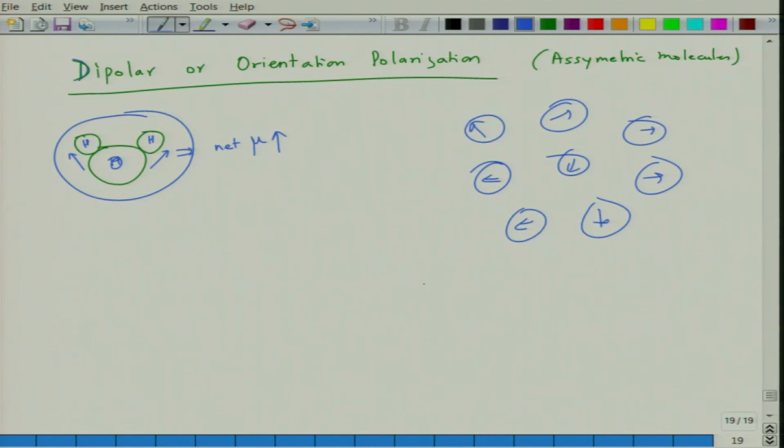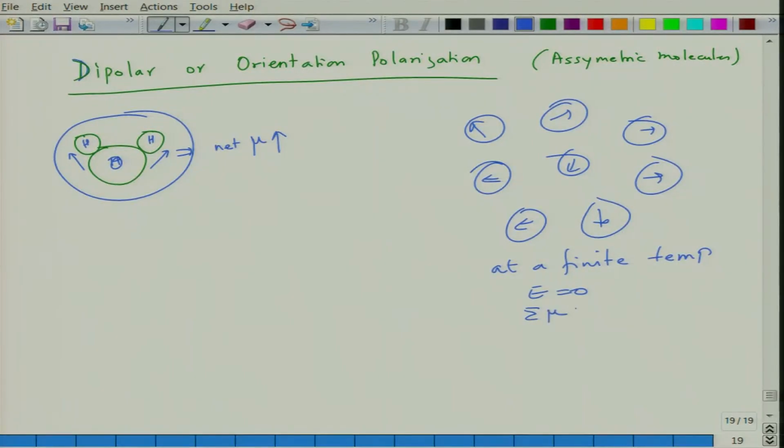When they are thermally randomized, at a finite temperature, the dipoles are random. Even though each molecule has a dipole moment, they are all randomly distributed when there is no electric field. So when E is equal to 0, sigma mu is equal to 0 because of the random distribution of dipoles.